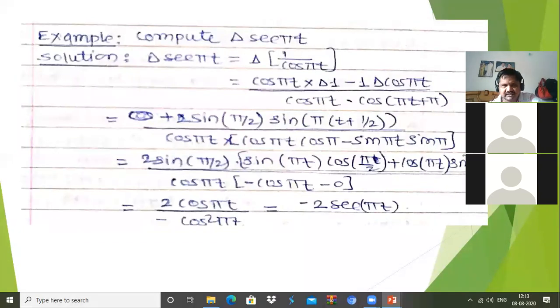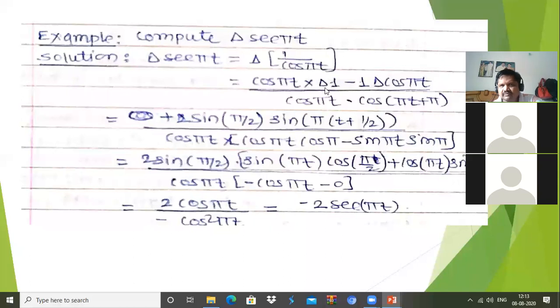Suppose we want to find the delta of sec pi t. So delta of sec pi t is equal to delta of this sec pi t, which can be written as 1 upon cos pi t. 1 upon cos pi t means you are taking the u by v formula. What is the u by v formula?